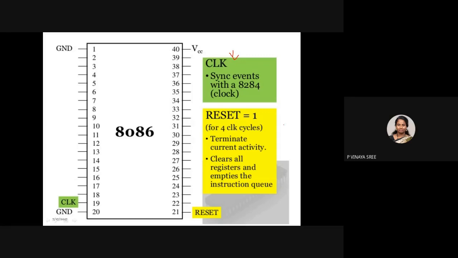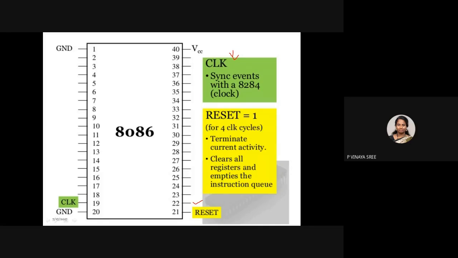Coming to reset. This is the reset pin. It is an active high pin, pin number 21. When it is enabled by placing the signal high, which is 1, it terminates current activities, clears all the registers and empties the instruction queue.